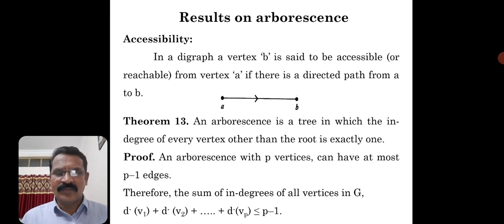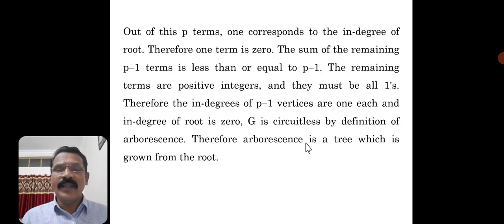Therefore, the sum of in degrees of all vertices in G, that is, if you find the in degrees of all vertices V1, V2, and so on, and add them, it will definitely be less than or equal to p minus 1. Now, out of these p terms, one corresponds to the in degree of the root, because the root is also involved as a vertex of the arborescence.